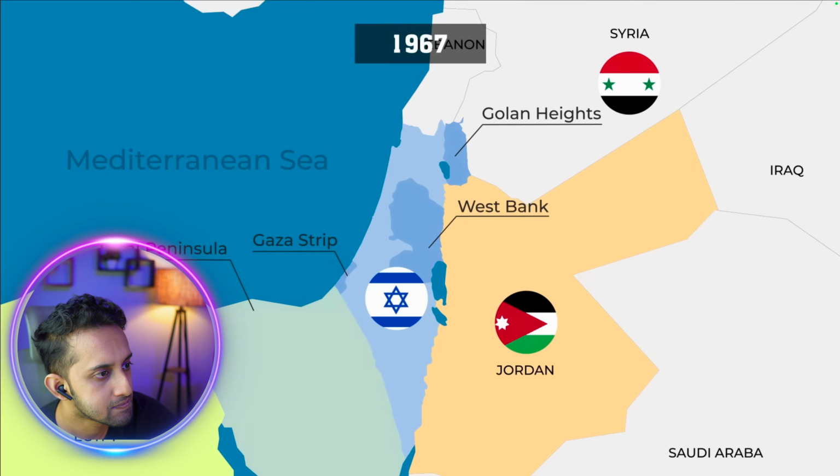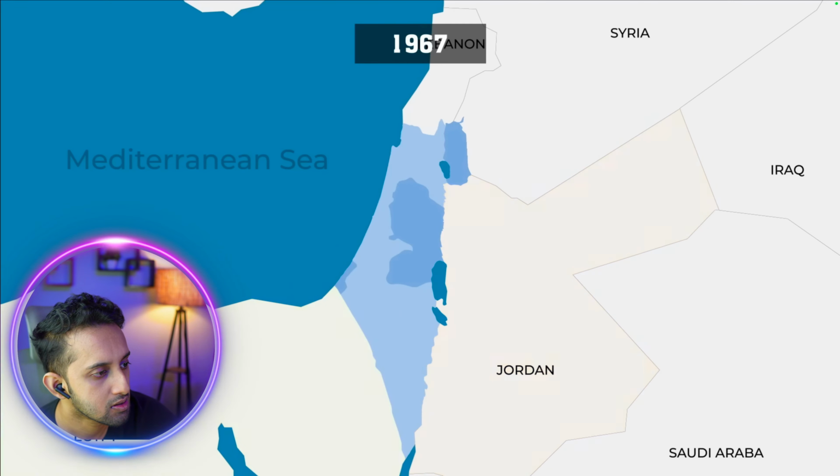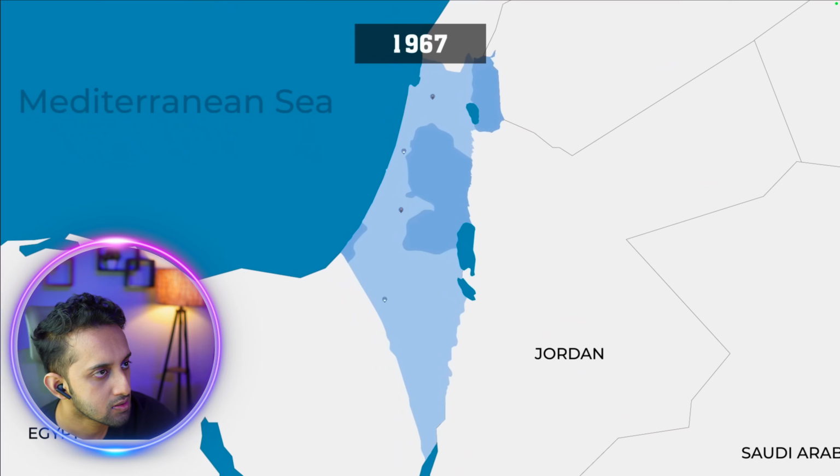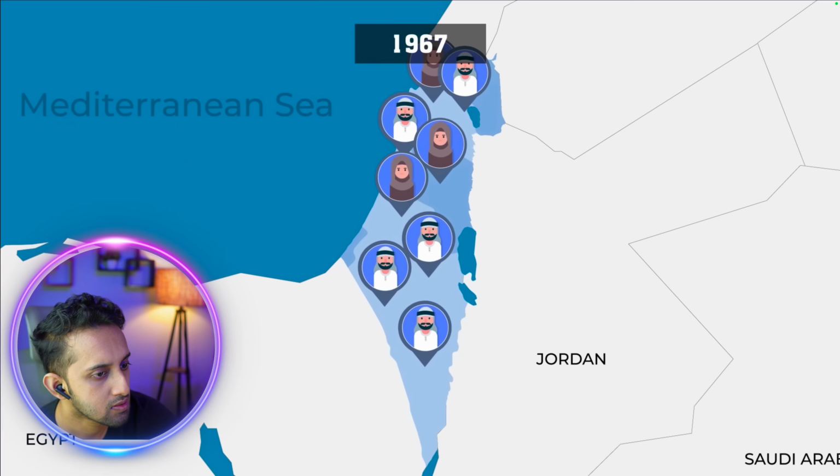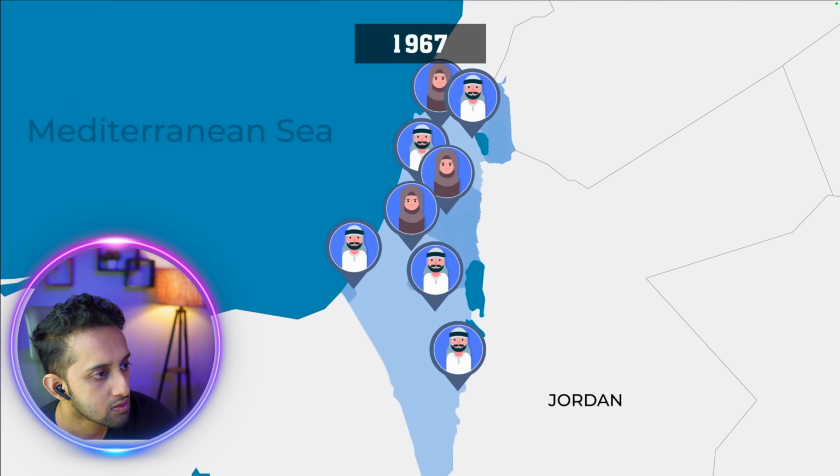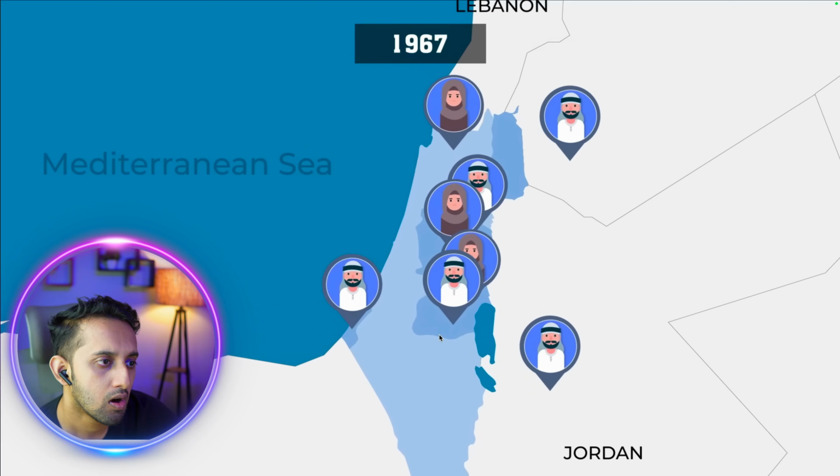Sinai was later returned to Egypt under the Egypt-Israel Peace Treaty. After the war, most Palestinian refugees and their descendants were not allowed to return to their homes, but had to live in Gaza, the West Bank, and neighboring Jordan, Syria.